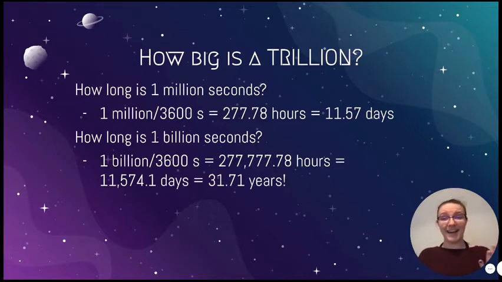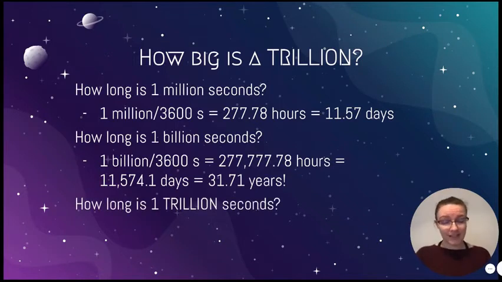We went from 11 and a half days at a million to 32 years at a billion. So it's not like a small step up to go from a million to a billion. It's a massive jump. We're multiplying what we had before by 1,000. So if I'm going for a trillion seconds, same idea. Any guesses?